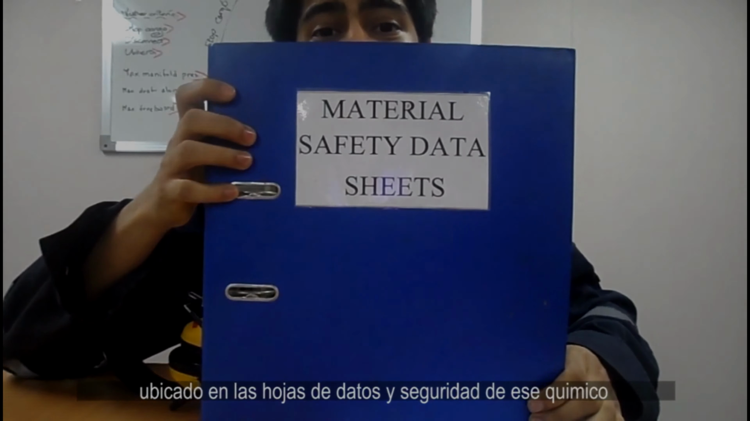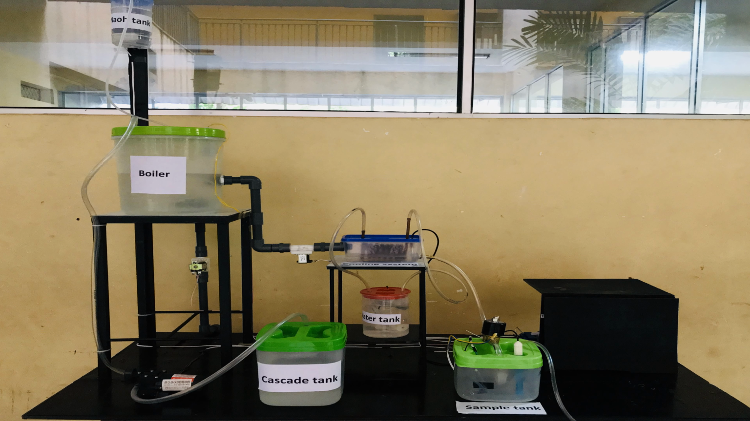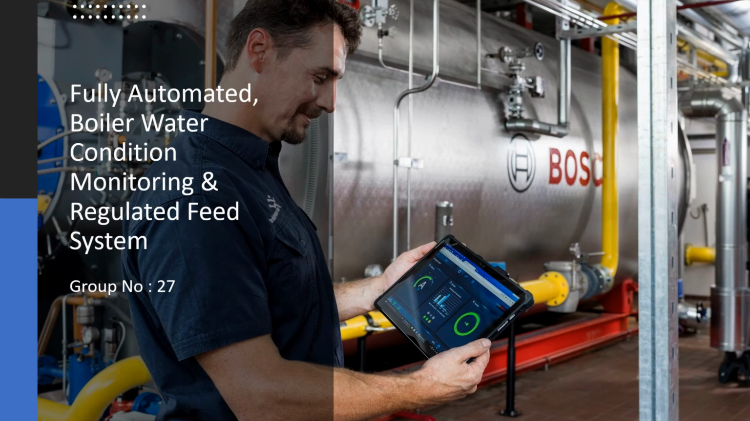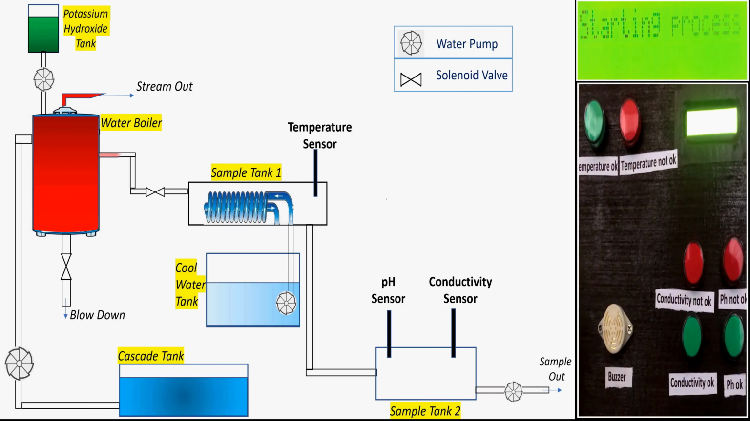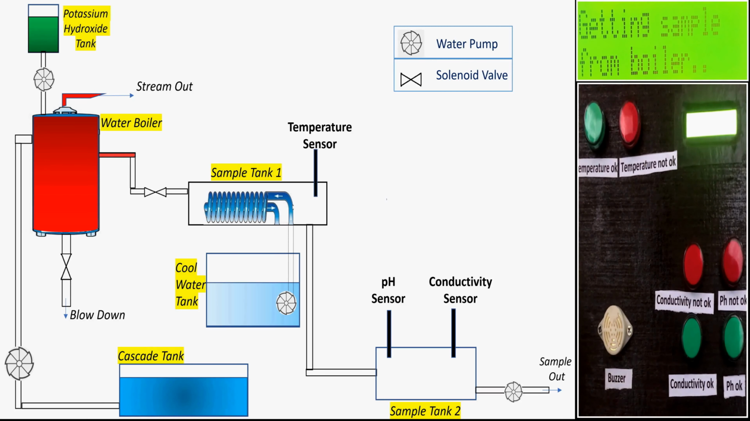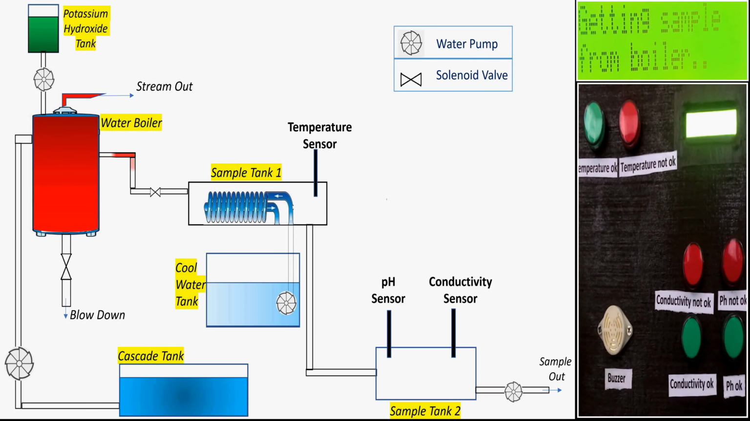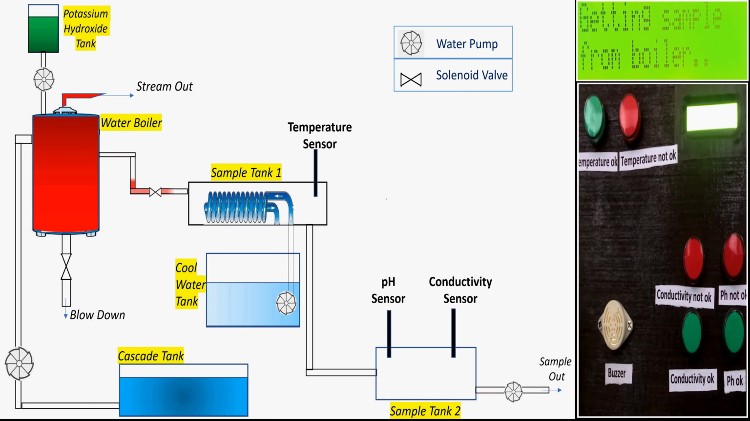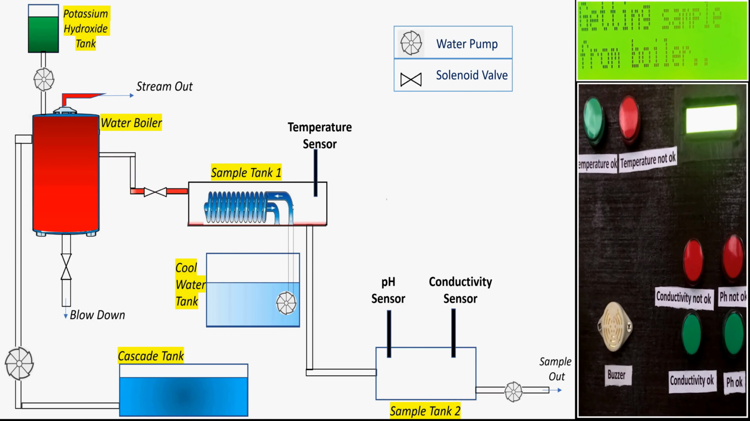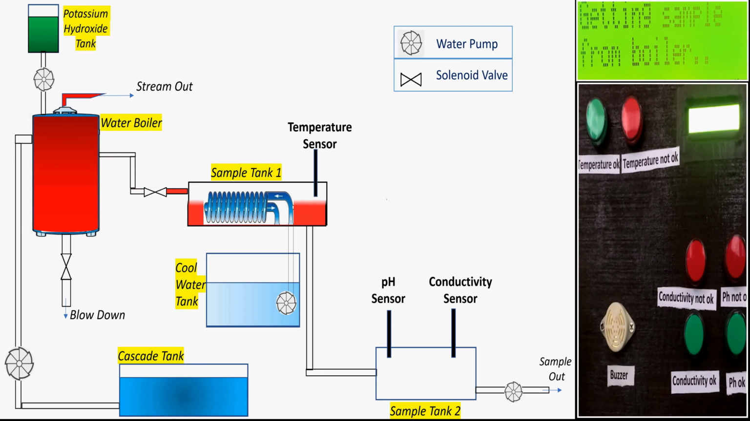So here you can see the solution that we built based on these problems. This is a fully automated solution that can replace the manual procedure. Let's see how it works with the help of an animation. In this animation, the red colored portion shows the hot water in the boiler. It is taking a water sample from the boiler to sample tank 1. This is done through a programmed valve that starts at a preset time in the program. After the water sample is released from the boiler, the valve is closed.